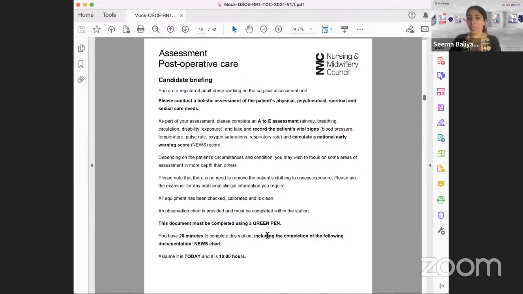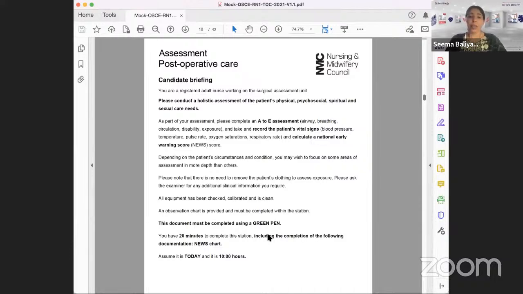And once you have done your A to E assessment, you will record your patient's vital signs, such as the blood pressure, temperature, pulse, oxygen saturation, respiratory rate, and you are going to complete a NEWS chart and calculate a NEWS score. And you are also going to be checking what the monitoring frequency is going to be and what your escalation strategy is going to be, whether you are going to be escalating the care or not escalating the care.